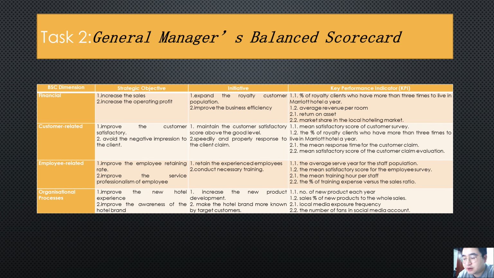One is to increase the new product development, by which we have two KPIs as the number of new products each year and the sales percentage of new products to wholesales. Another initiative is to make the hotel brand more known by target customers, by which we have two KPIs as the local media exposure frequency and the number of friends in the social media account.